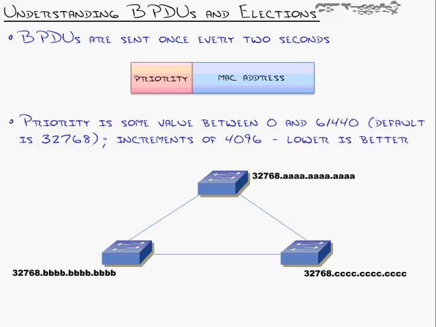Let's look at some examples of spanning tree protocol using the classic spanning tree diagram. Anytime you want to learn about spanning tree, you'll see this picture come up because it's one of the easiest ways to talk about it. First thing is that those boomerangs, the BPDUs, are sent once every 2 seconds out every single port.